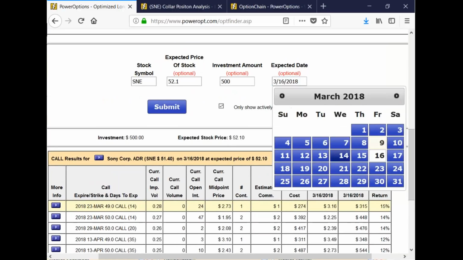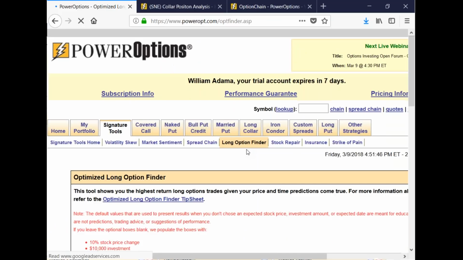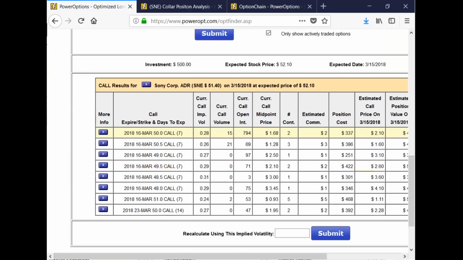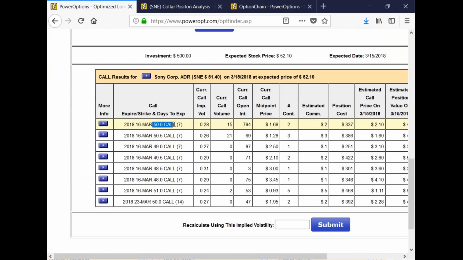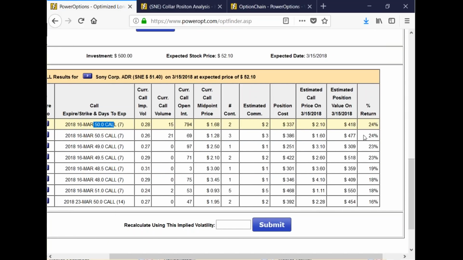Let me go to the 315. I'm sorry, let's try 315. Instead of expiration day, let's go one day before. There we go. All right, so the 50 call, the slightly in the money call, gives us the best percentage return. All right, and they're about even because they're 50-cent strike differences.